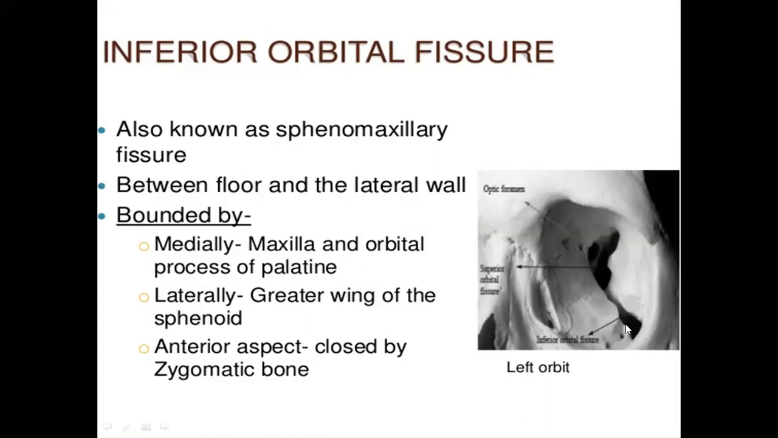Now this inferior orbital fissure allows the following structures to pass through. They are the maxillary nerve, the second one is the zygomatic nerve, which is again a branch from the maxillary nerve, the orbital branch of the pterygopalatine ganglion, and the inferior ophthalmic vein. So these are the four structures which are passing through this inferior orbital fissure. First one is the maxillary nerve, second is the zygomatic nerve, third is the inferior ophthalmic vein, and the orbital branch of the pterygopalatine ganglion.